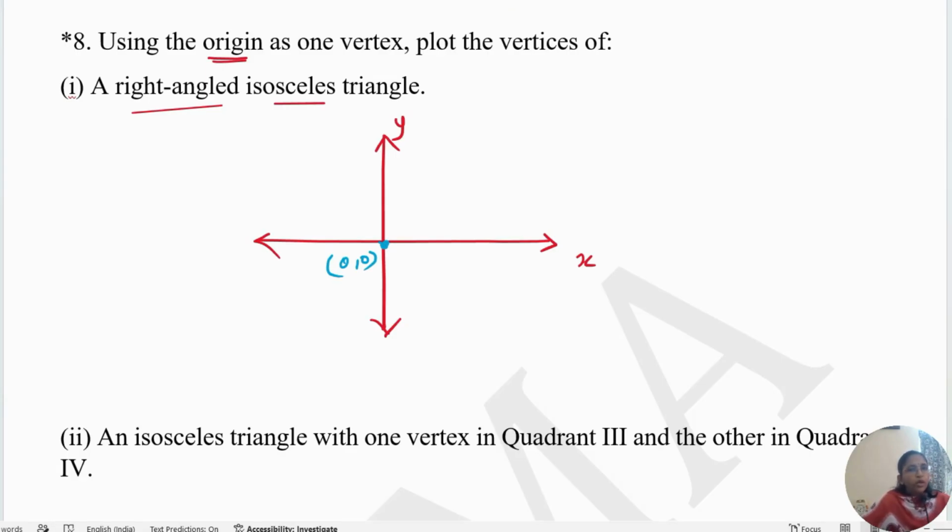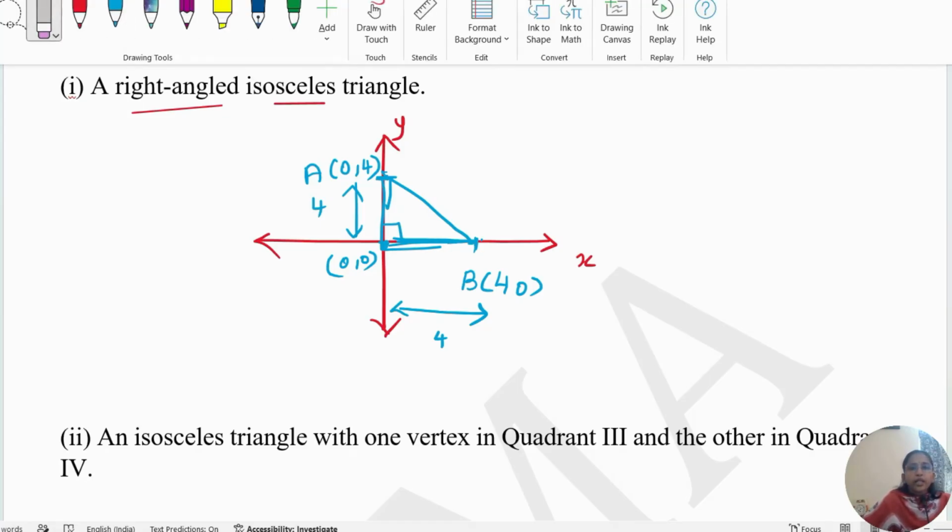Now you have to plot a right-angled isosceles triangle. So I can take for example 4 units. So I can mark my data as A, 0 comma 4. And the same 4 units you can take here also on the x-axis. So this can be B, which is 4 comma 0. If I connect these, then this is an isosceles right-angled triangle because this side is 4 and this side is also 4. So two sides are 4 units and at this point we have the 90 degrees. So it is a right-angled triangle, that's all.